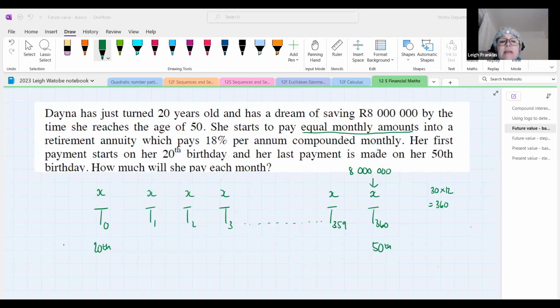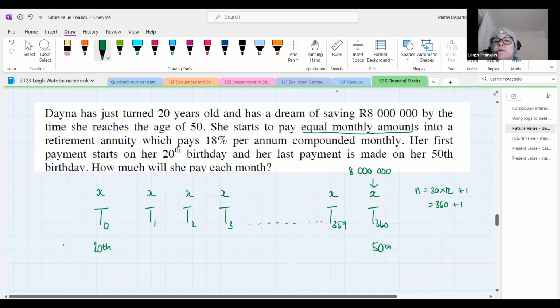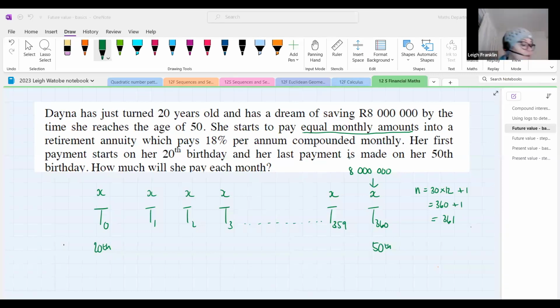Yes, we're going to add 1. So N is going to be this. So there would be 361 payments in this case as well. Tsagfatso's already worked out the answer. Good, Tsagfatso.